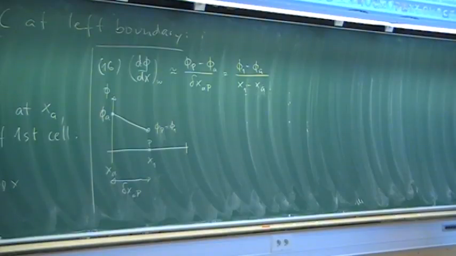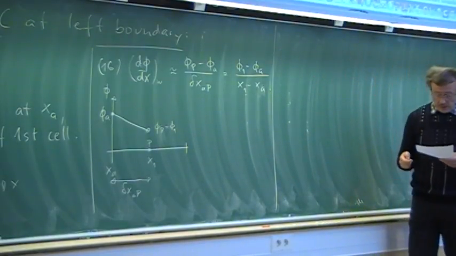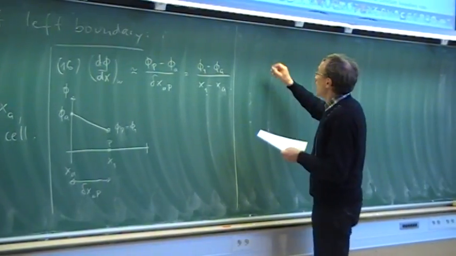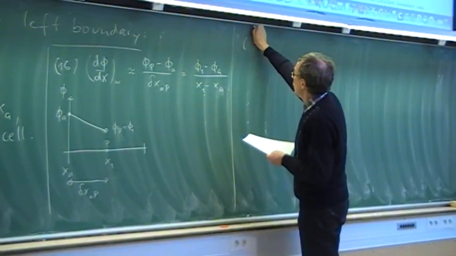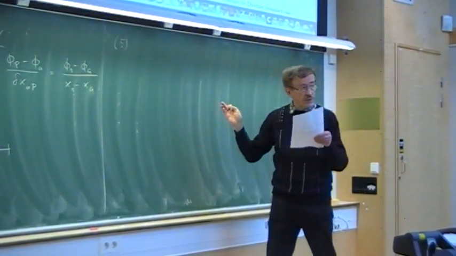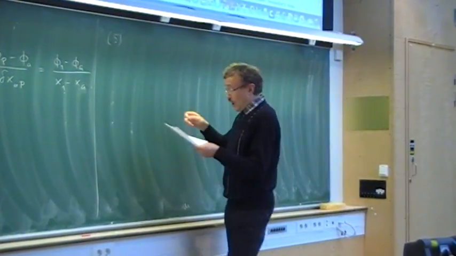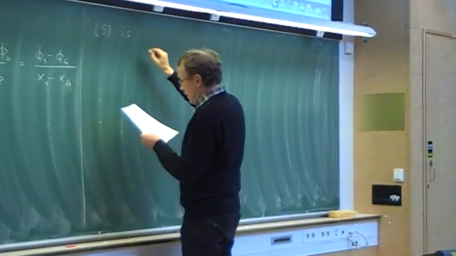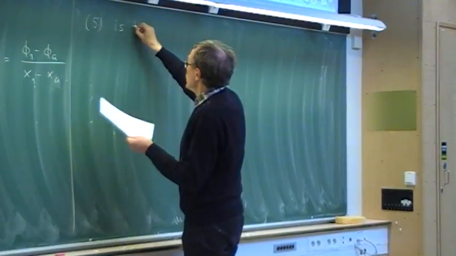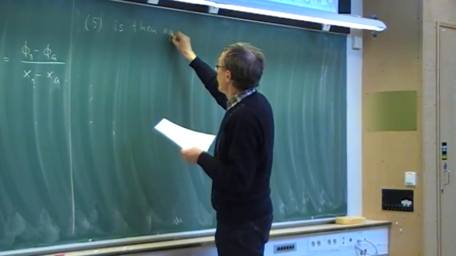Then we can use that in our general formula for the approximation of the steady diffusion equation. And that general formula was formula 1. That was the formula where we had the diffusive fluxes of the east and the west and the source term. So that is then approximated by using this boundary treatment.